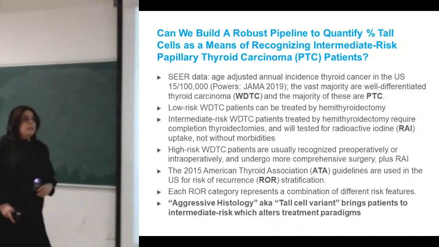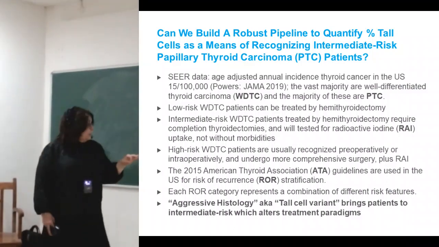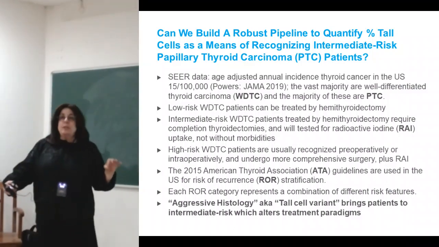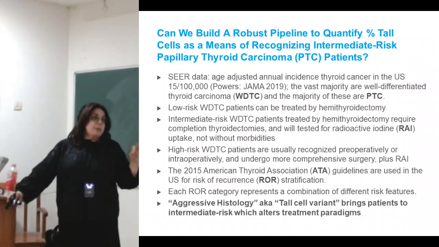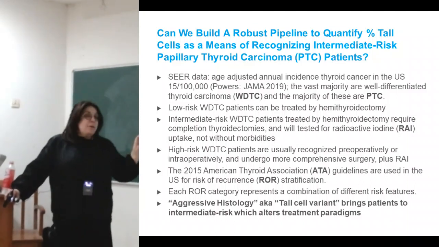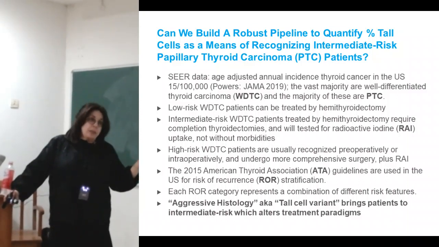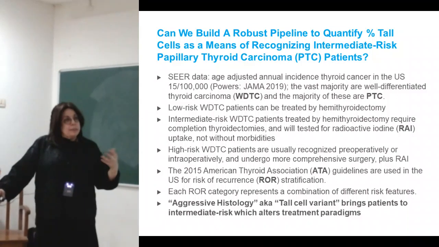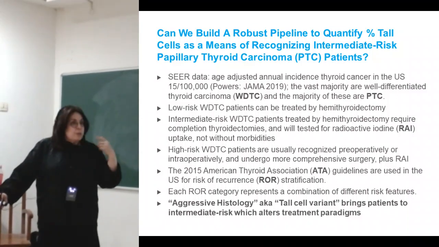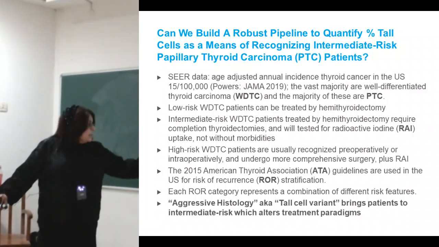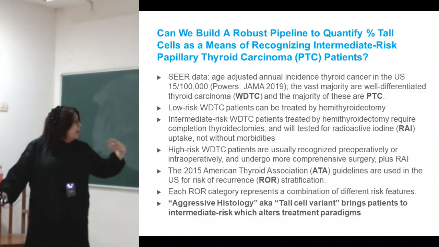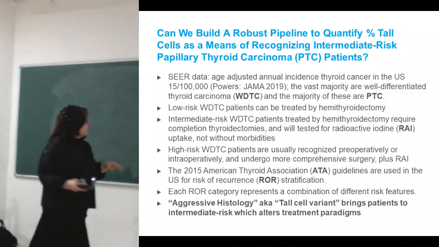Now, the AJCC staging, as I mentioned before, that's really risk of disease-specific mortality. Thyroid cancer, most patients live with thyroid cancer. So if you look at AJCC staging, it doesn't really help you. It's not informative. So as a response to that, the American Thyroid Association came up with a risk of recurrence stratification schema.